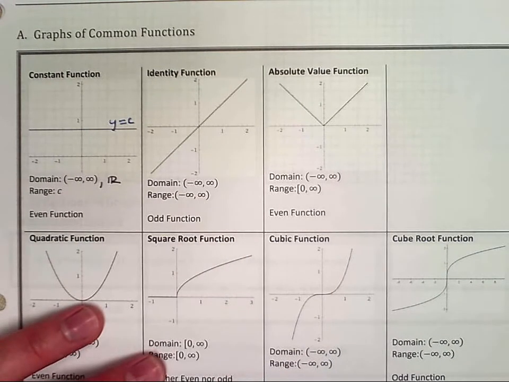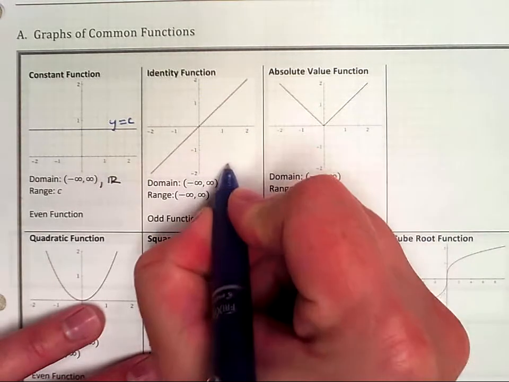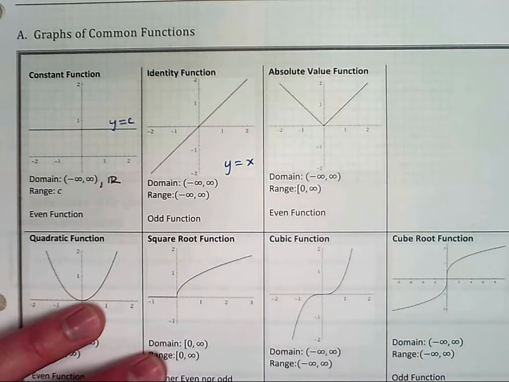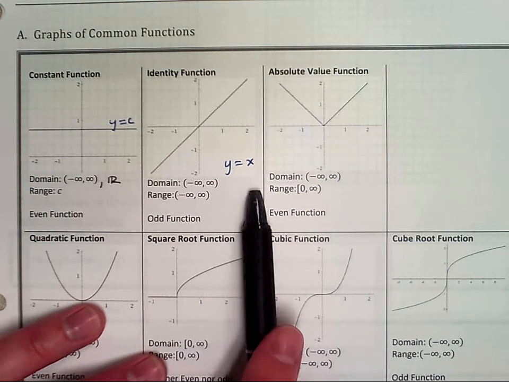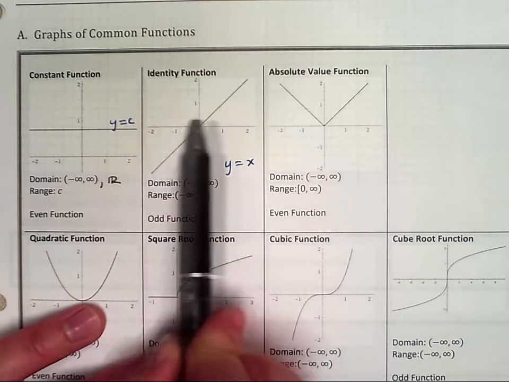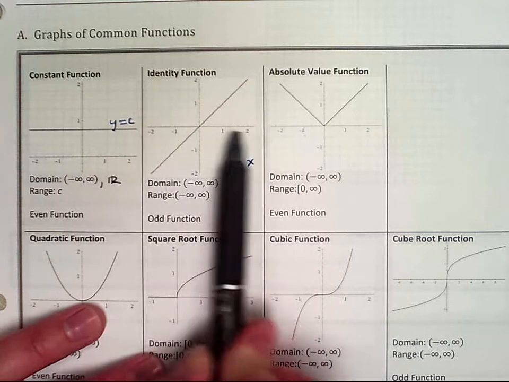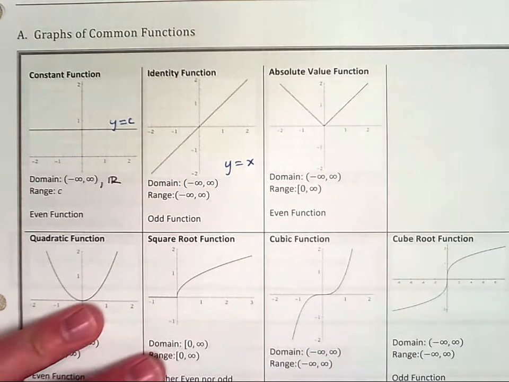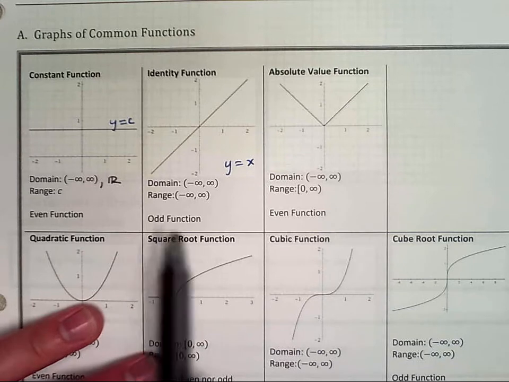What's the identity function? Does anybody know? So it'd be like y equals x. So that's the equation for a line too, right? It's a line. Again, the domain, my x values, are negative infinity to positive infinity. My y values are negative infinity to positive infinity. So it's all real numbers. And this is an odd function.